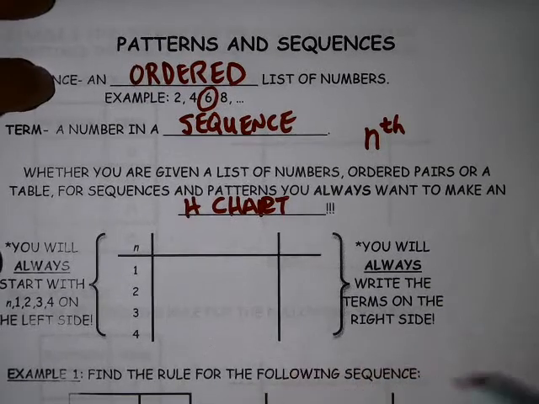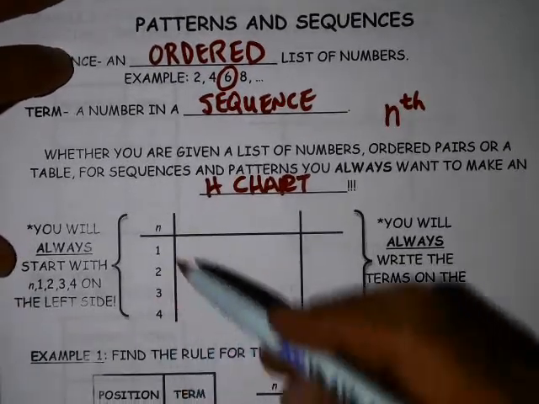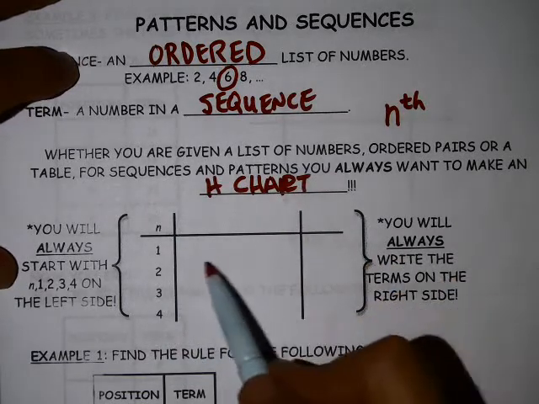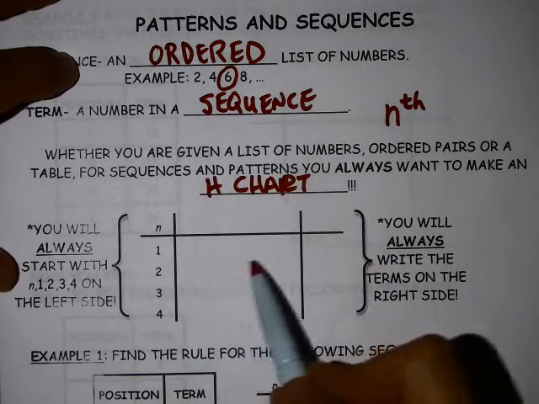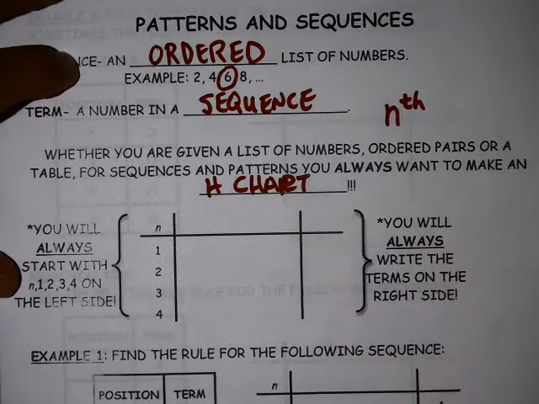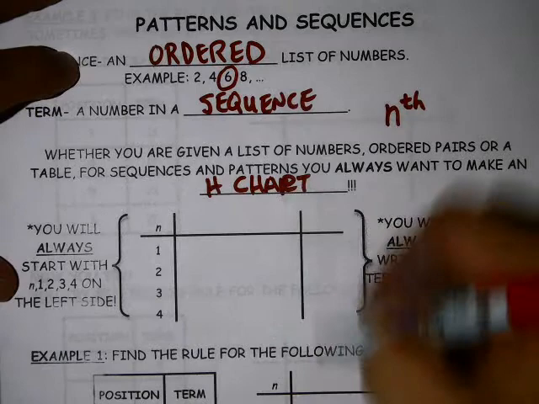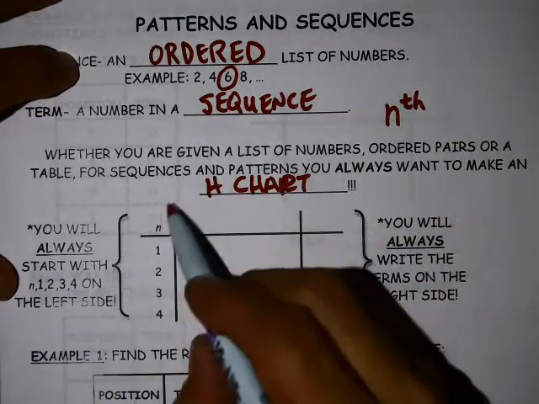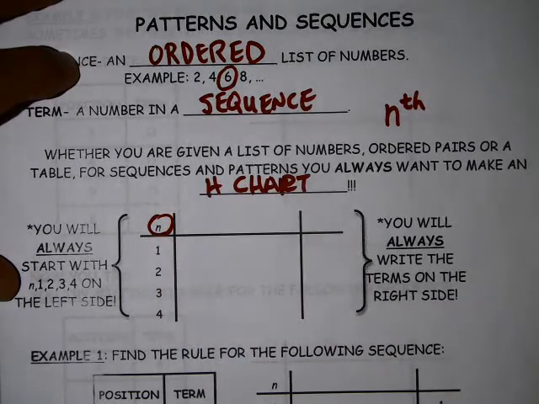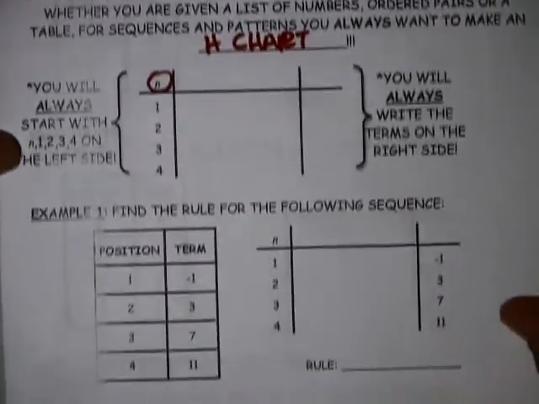So when you write out your H chart, you'll always start with the numbers 1, 2, 3, 4 on the left side over here. Right here is where you will actually do the math problem, and over here is where you'll get the result of that math problem. So you draw an H, you put the letter N here, and then 1, 2, 3, 4 down the side here, and we'll work out these problems. So we go to the first example.